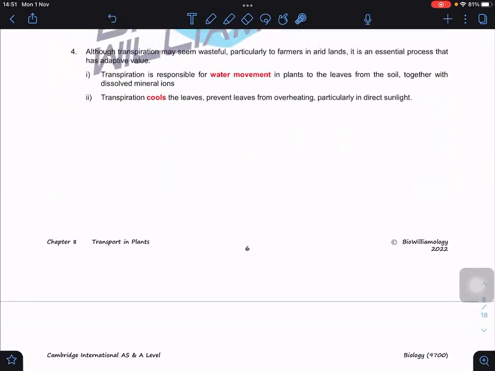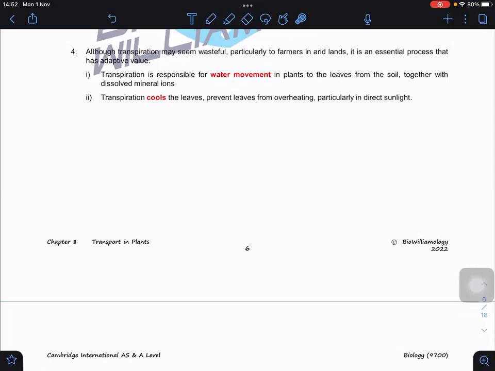That's the question here. For us it seems like a very wasteful, very harmful process, but for the plant, this transpiration may have beneficial effects. First, transpiration creates the transpiration pull, and this transpiration pull is responsible for the water molecule movement in the plant from the soil to the leaf, bringing dissolved mineral ions such as nitrate and magnesium. Those are very important ions for the survival of the plant.